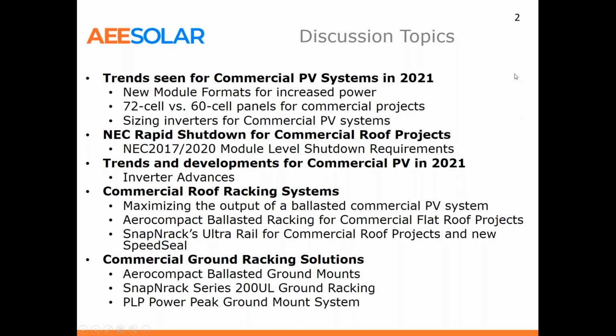As we discussed, this is what we're going to be going over: trends that we've seen in 2021. We're seeing new module formats, 72 cell versus 60 cell panels. We're going to look at using both for commercial projects, and which one's best for your project, given your timeline and deployment. We're going to look at sizing inverters for PV systems and the trends we're seeing there. Rapid shutdown is always a concern as more and more states transition to the latest NEC code requiring module level rapid shutdown. Inverters as well are advancing.